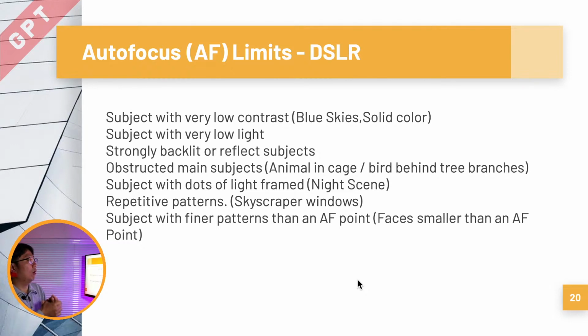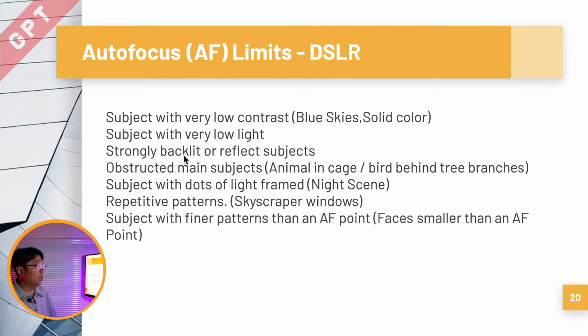Okay, so let's talk a little bit about each of their limits. For DSLR, because it's using a kind of face detection, subjects with very low contrast, like blue sky or solid color, it cannot track very well. And also very low light, because the autofocus system needs a little bit more light than the mirrorless as well.